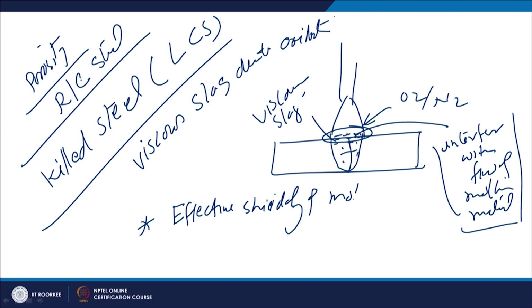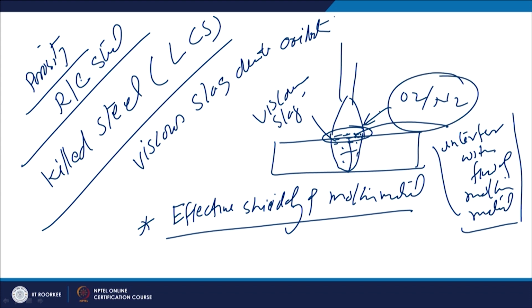the molten metal. If the shielding is not effective, then only these oxides will be formed due to the interaction of the molten metal with the atmospheric gases, and that will lead to the formation of the viscous slag or the molten layer which is of higher viscosity due to the formation of these oxides.